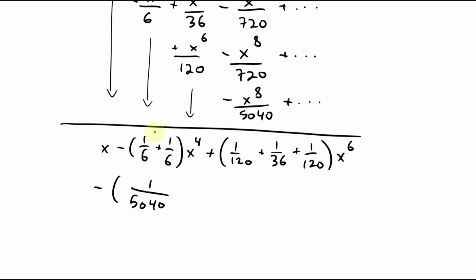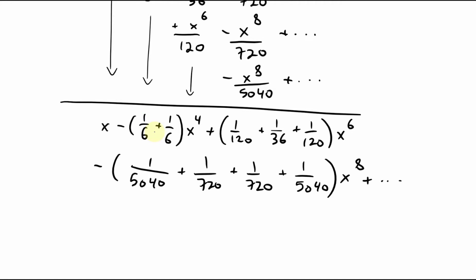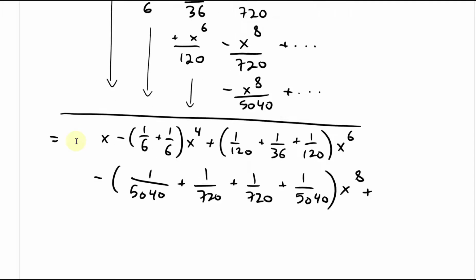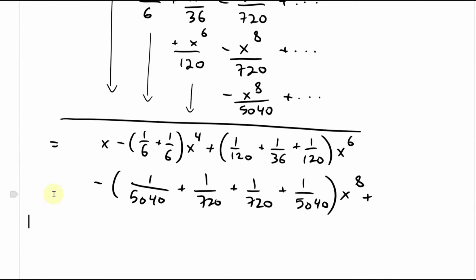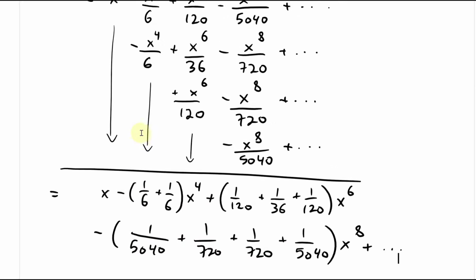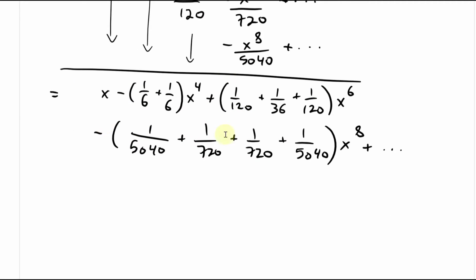Alright. And then plus 1 over 720, plus 1 over 720, plus 1 over 5040, like that. This is going to be x to the 8. And then plus dot dot dot. And just put an equal sign like that, equals all this. Alright, so now that we have this, just put equal sign there, and this is plus dot dot dot, like that. And now we just got to simplify these fractions.